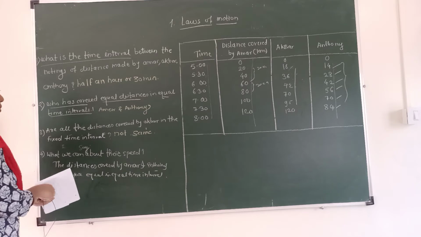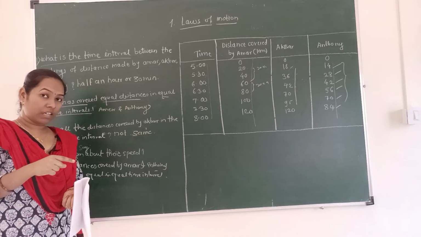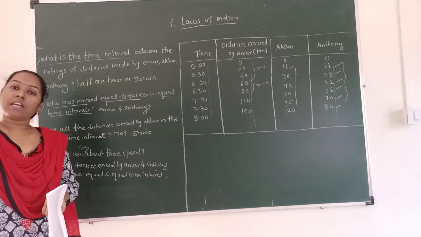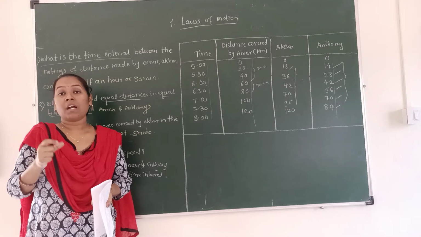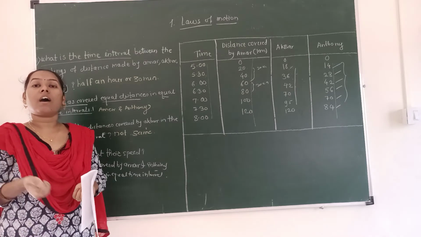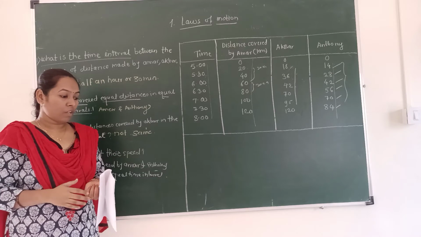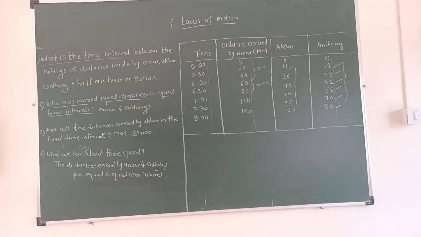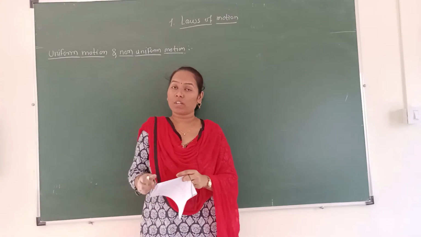See, here are the two possibilities. First, the distances covered by Amar and Anthony are equal in equal time intervals, and second, the distances covered by Akbar are unequal in equal time intervals. When such conditions happen, these two terminologies are known as uniform motion and non-uniform motion. See, which one is the uniform motion and which is the non-uniform motion?